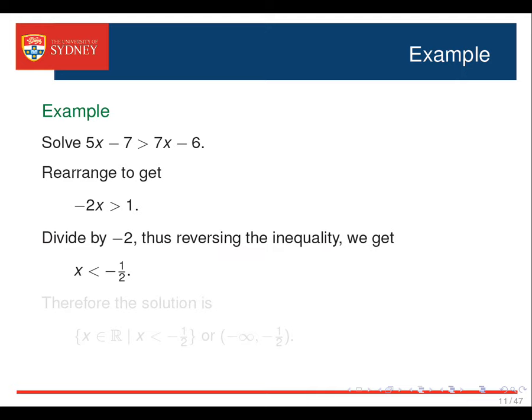Next, we divide by minus 2 on both sides. Since we are dividing by a negative number, this reverses the inequality, so we get x is less than minus a half. Therefore, any number that is less than minus a half would satisfy the inequality.